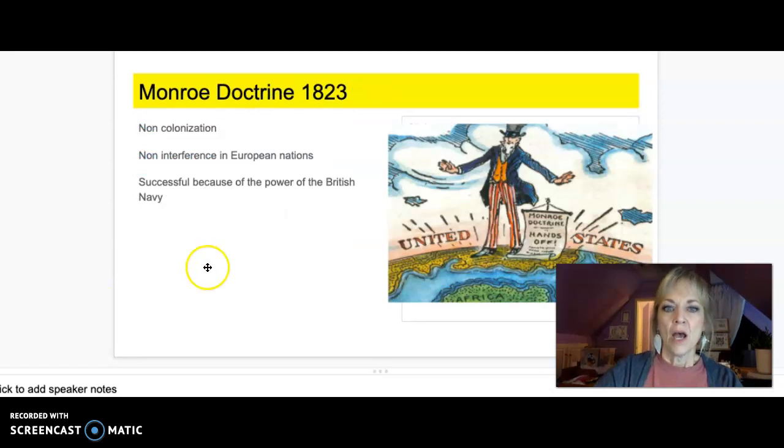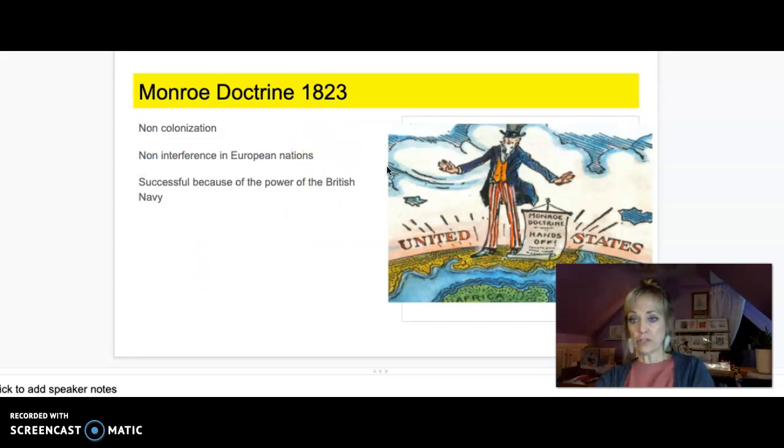So 1823, 1824 is when Monroe issues the Monroe Doctrine, which is a warning to European nations: don't come over here and colonize, don't interfere. It was only successful because the British Navy was very powerful.